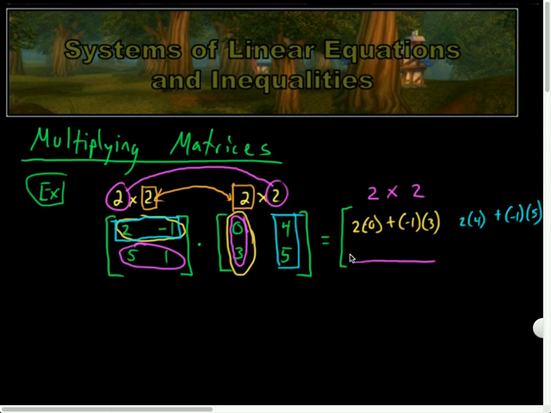So I'm going to have 5 times 0 plus, and I always add these, 1 times 3. And for the last element, I'm looking for the element that will go in my second row, second column. So what do I multiply? I multiply my second row by my second column. So I'll have 5 times 4 plus 1 times 5.